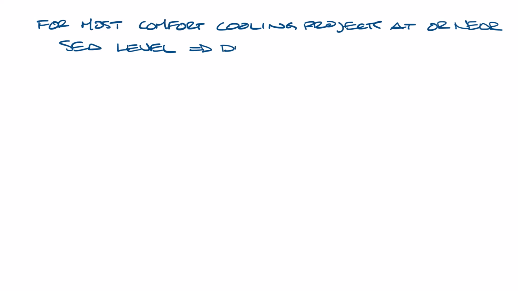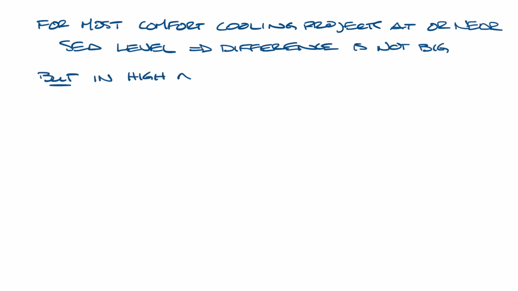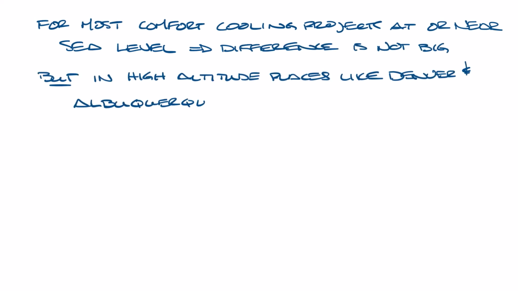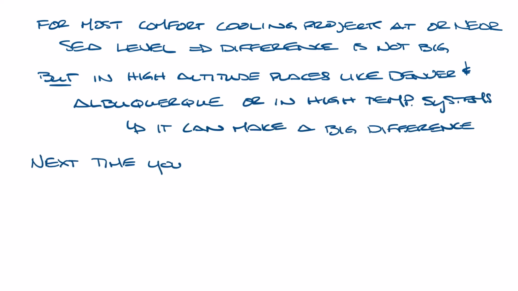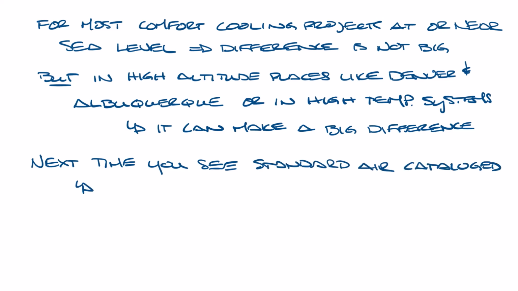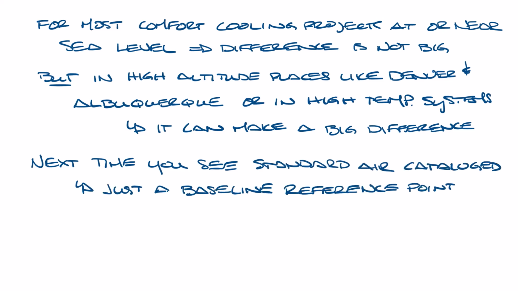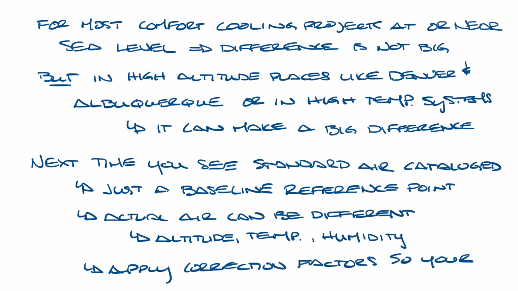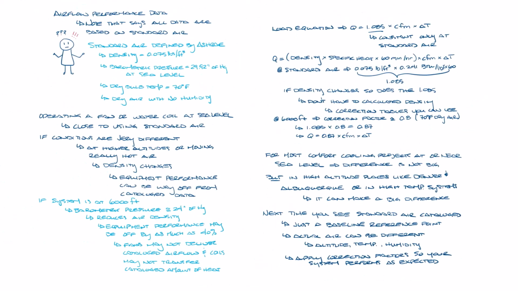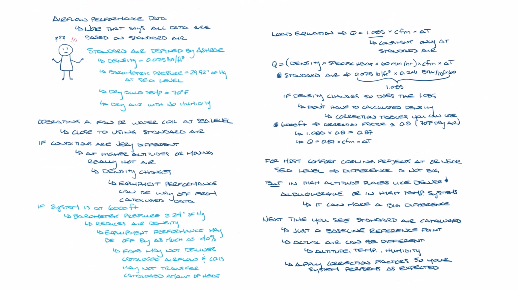Let's move this up. For most comfort cooling projects at or near sea level, this difference isn't big. But in high altitude places like Denver or Albuquerque, or in high temperature systems, it can make a big difference. So next time you see standard air in a catalog, remember it's just a baseline reference point. If your actual air is different because of altitude, temperature, or humidity, make sure you apply the correction factor so your system performs the way you expect. So let's bring all this back on. That answers the question, what is standard air?